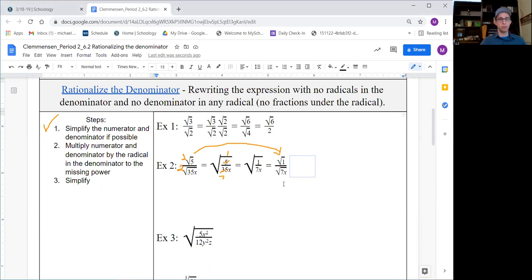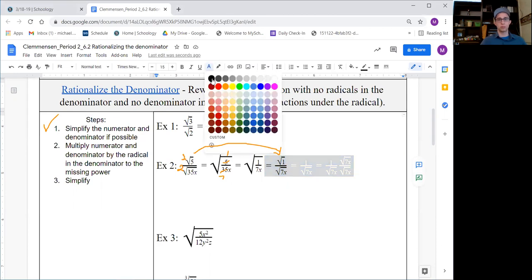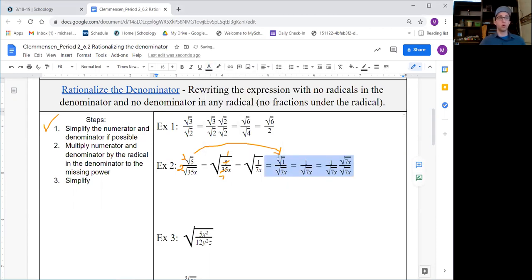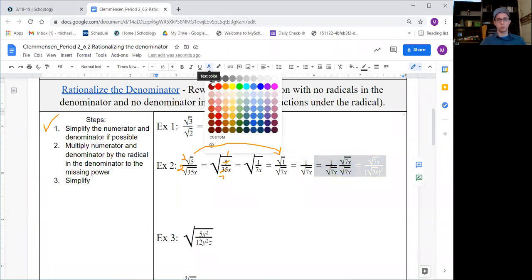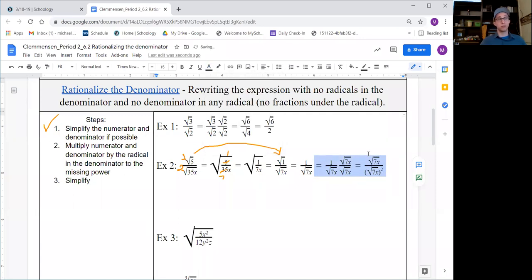Now I'm going to multiply top and bottom by that denominator right there, the square root of 7x. Oh, I did forget a step in there. I also simplified square root of 1 is 1, right? Hopefully that makes sense. Root 7x over root 7x, multiply top and bottom by it, and I end up with root 7x on top, because 1 times anything is just the same thing.